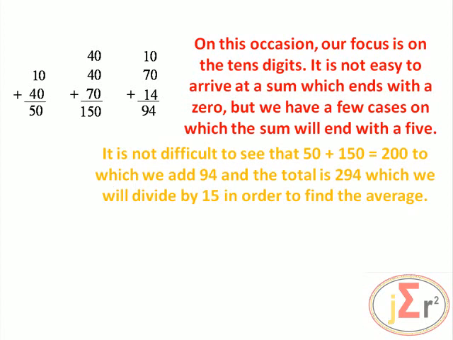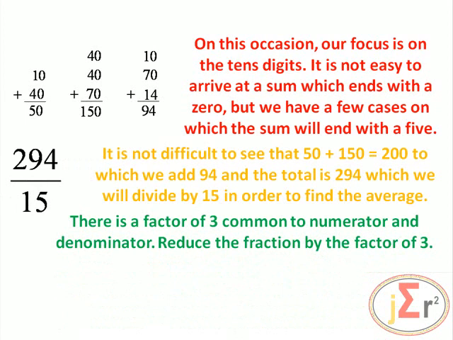To complete our calculation of the mean, the average, we will divide the total by the number of items that we have in the data, which is 15. So divide 294 by 15, and we have our answer. There is a factor of 3 common to numerator and denominator, so we will reduce that fraction by a common factor of 3. 3 into 15, 5.